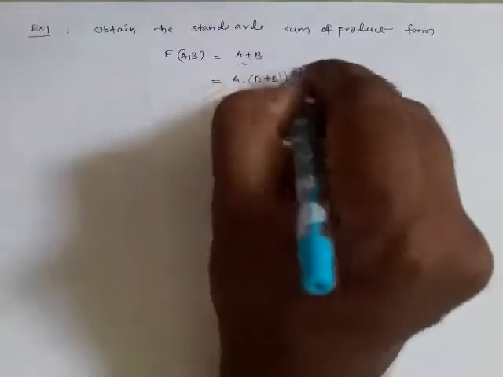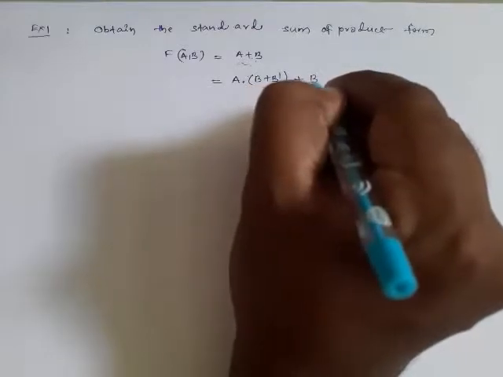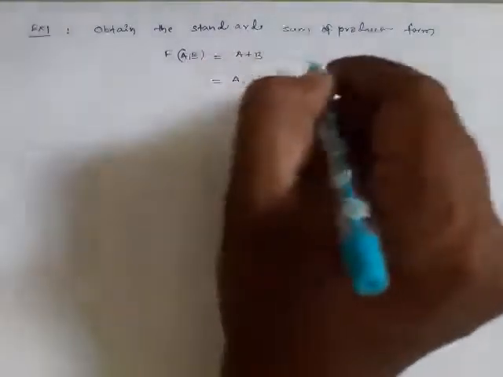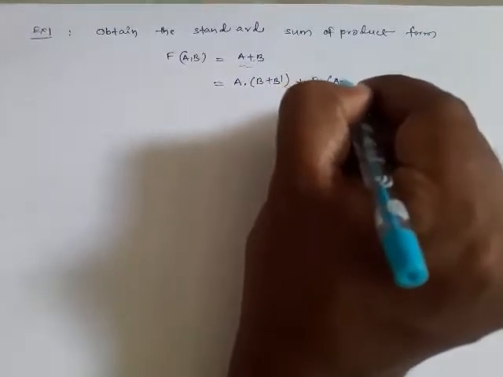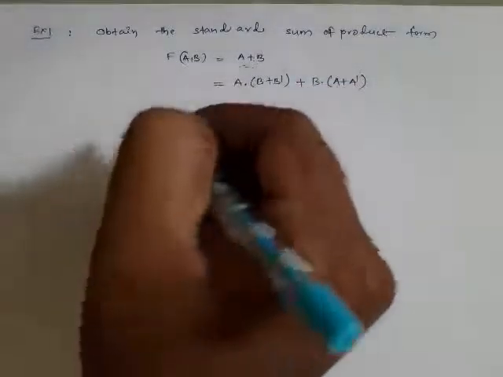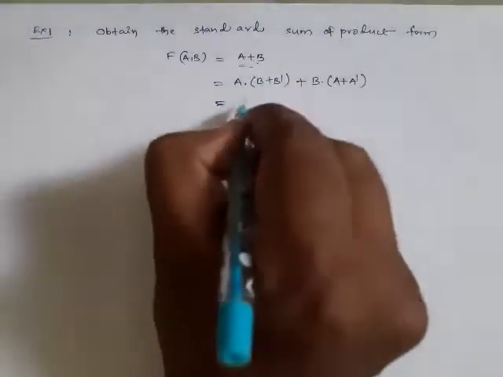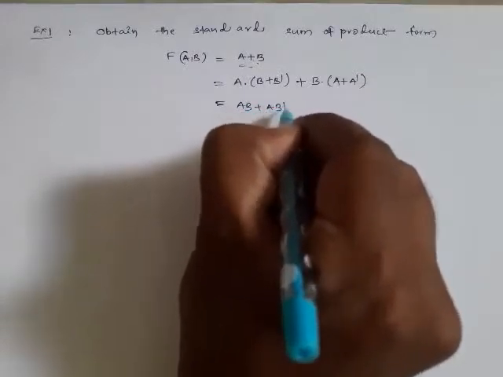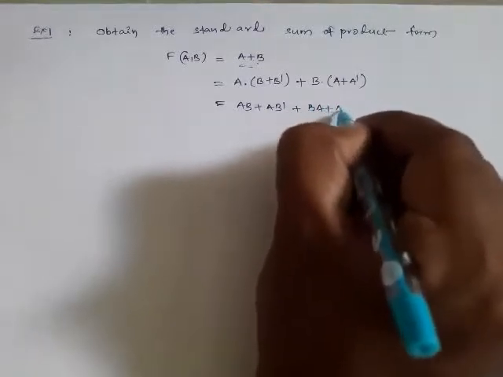Next, the next product term is b, and here also you can see that this product term is missing a variable. So you have to multiply this with the variable summed with its complement, a plus a bar. Then we use the theorems of Boolean algebra. So this can be written as ab plus ab bar plus ab plus a bar b.